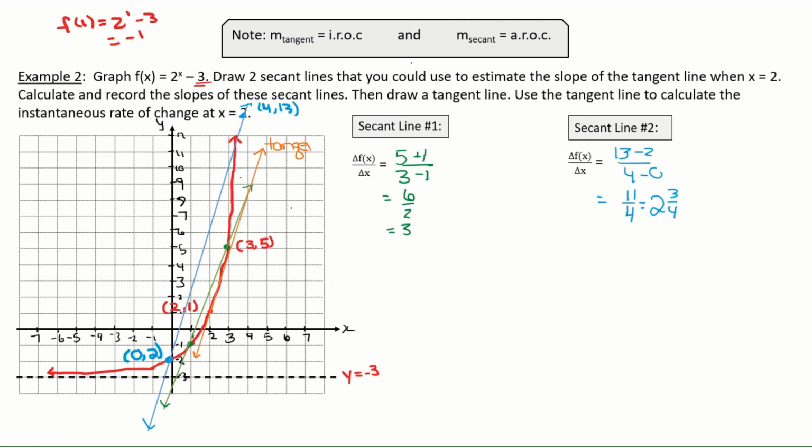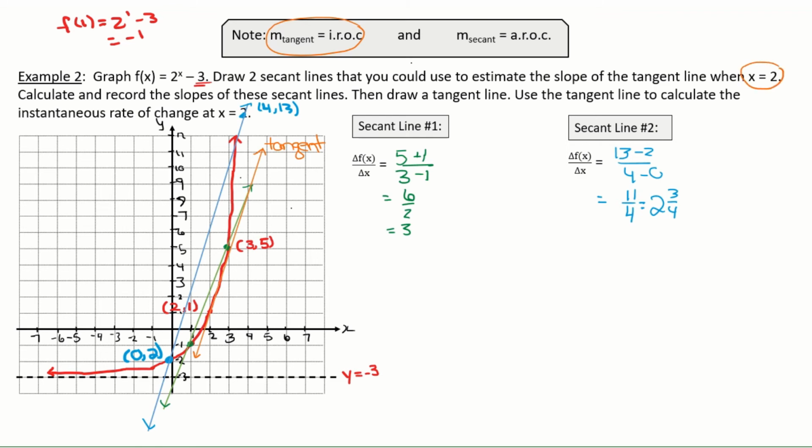And everyone's is going to be different because we're doing it by hand. It's just the best we can do. So how do we get the slope of the tangent line? The slope of the tangent line, remember, is the instantaneous rate of change. If I can get exactly the slope of that tangent line, then I will know exactly how my function is changing when x equals 2.